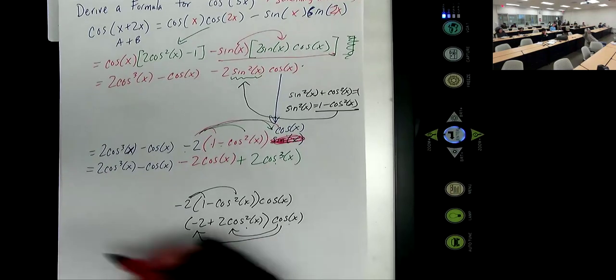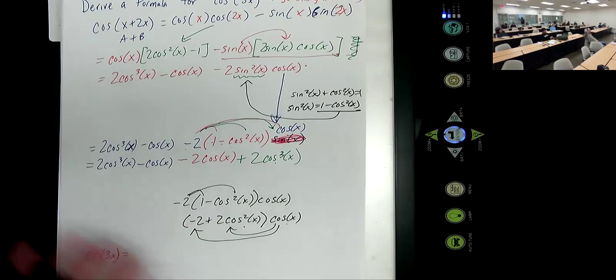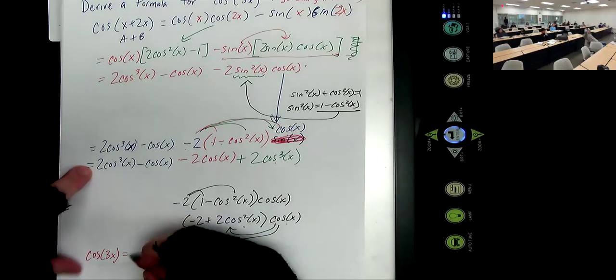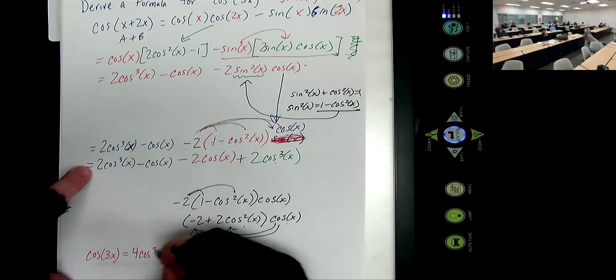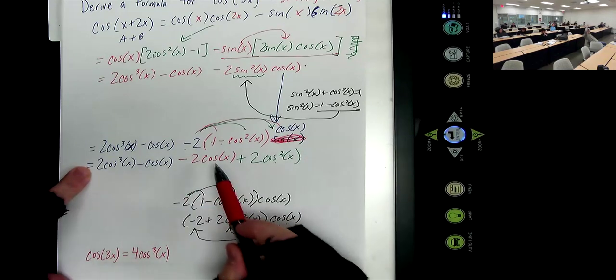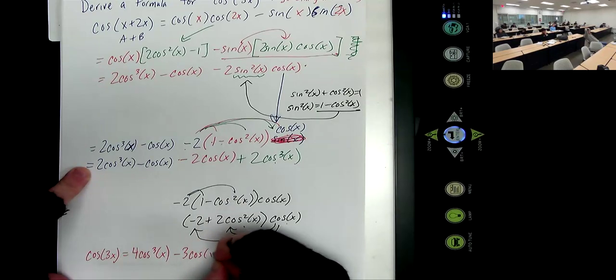If we add all that together, cosine 3x equals, I have a 2 cosine cubed and another 2 cosine cubed. I've got 4 cosine cubed x. And I've got -1 cosine x and -2 cosine x is -3 cosine x.